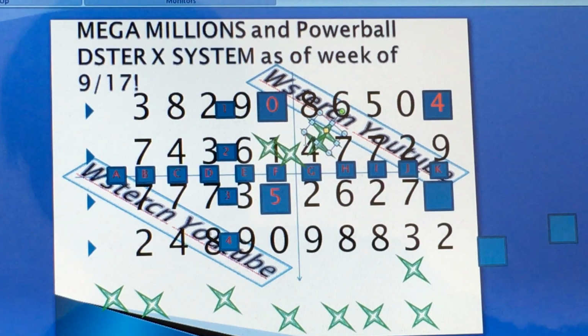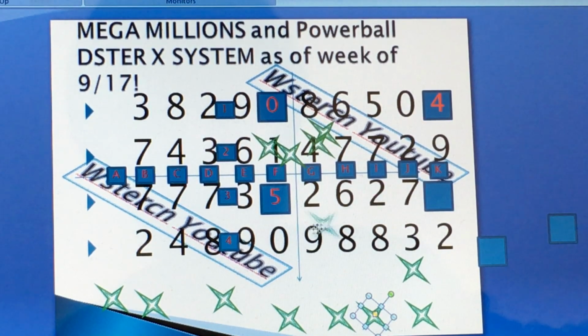And then we have 23. So let's see where 23 is. 23 appears a couple of times on the bottom of quadrant 4. So 23 is here.